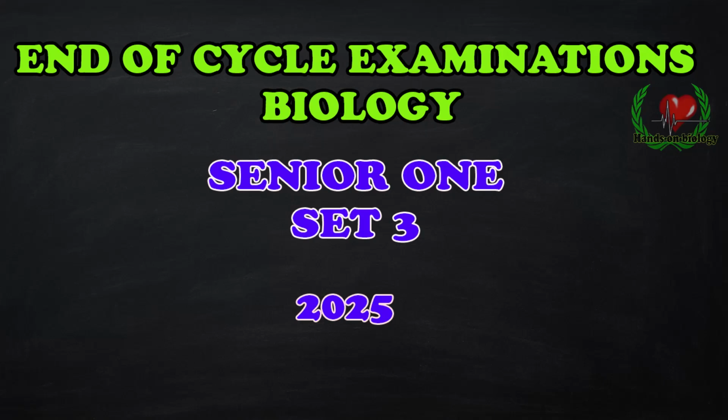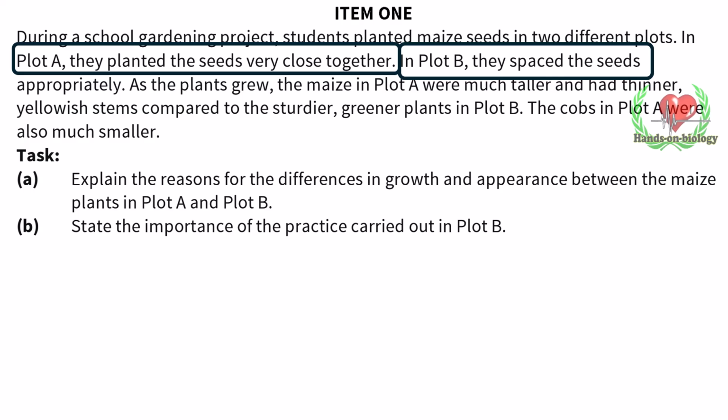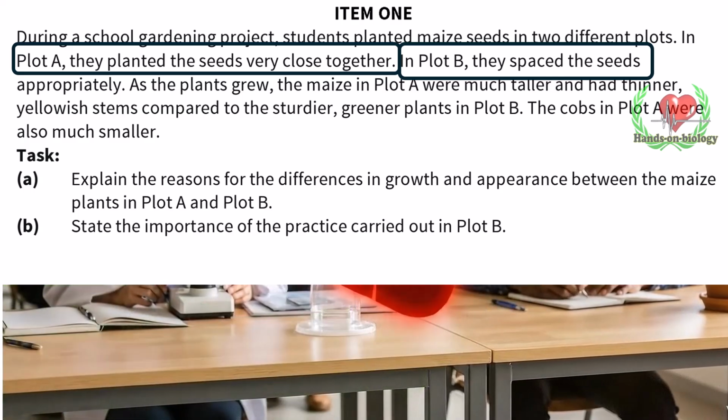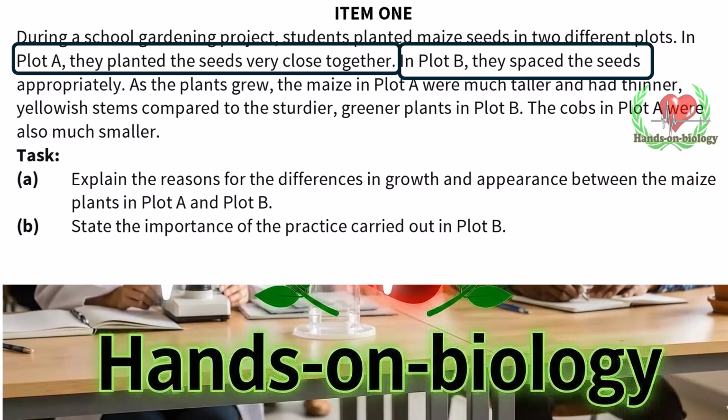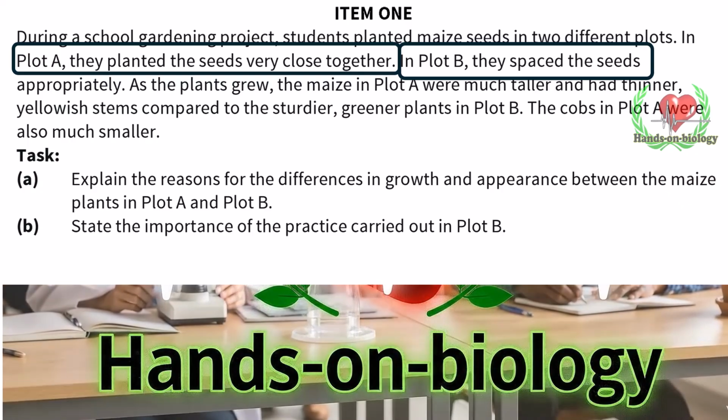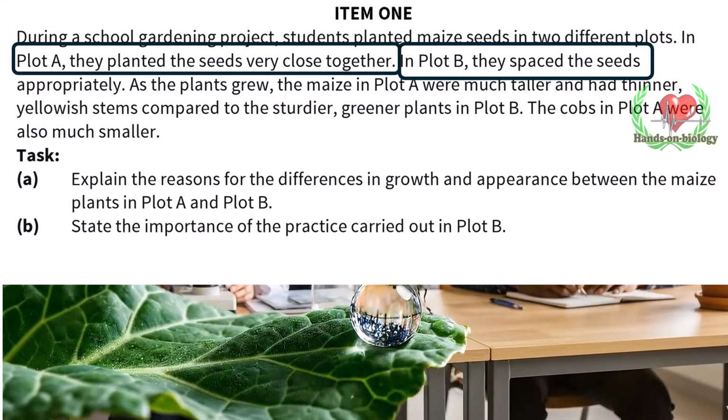Set 3, End of Cycle, Term 3, Senior 1. During a school gardening project, students planted maize seeds in two different plots. In Plot A, they planted the seeds very close together. In Plot B, they spaced the seeds appropriately.